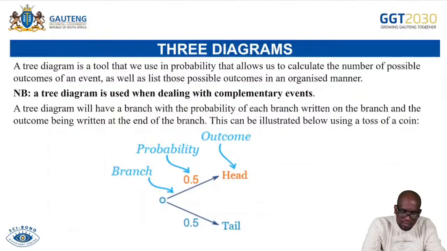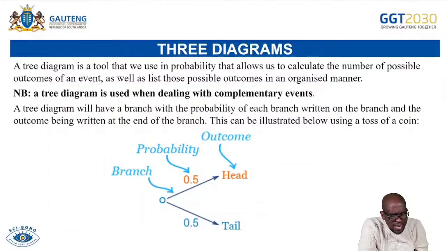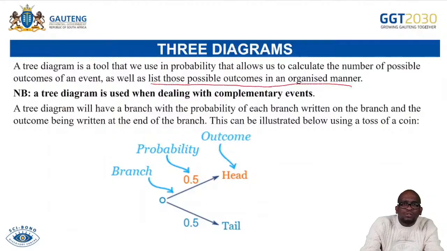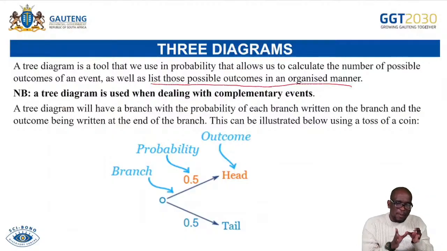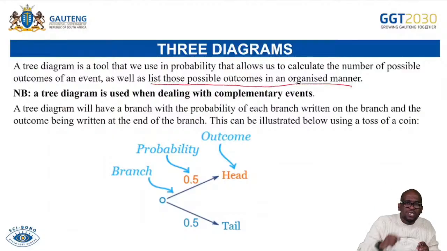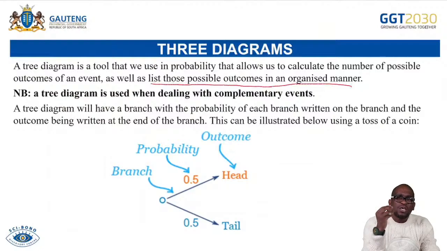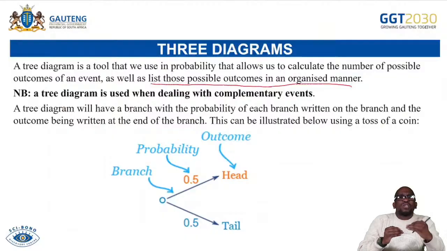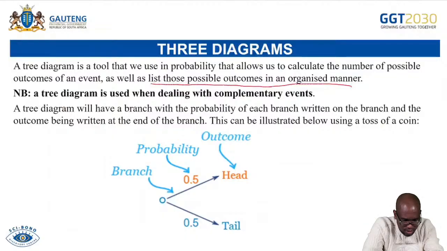Let's look at the tree diagrams. All right, a tree diagram is a tool that we use in probability that allows us to calculate the number of possible outcomes of an event, as well as to list those possible outcomes in an organized manner. So if you want the number of possible outcomes and to list them in an organized manner, we use the tree diagram. That is why when we introduce the fundamental counting principle in grade 12, we use the tree diagrams, because it shows us those outcomes in an organized manner.